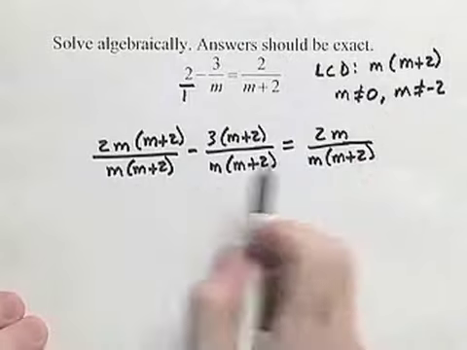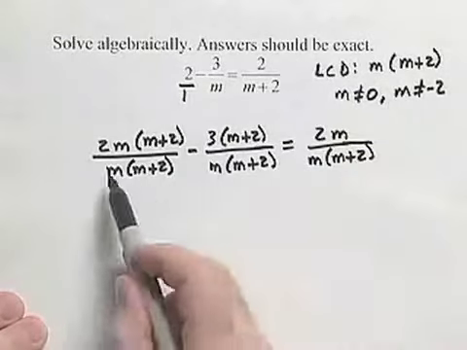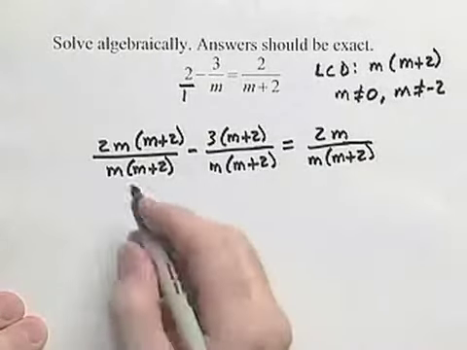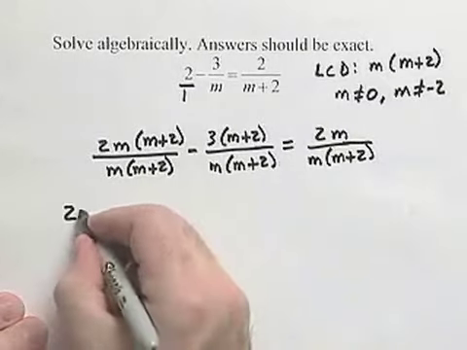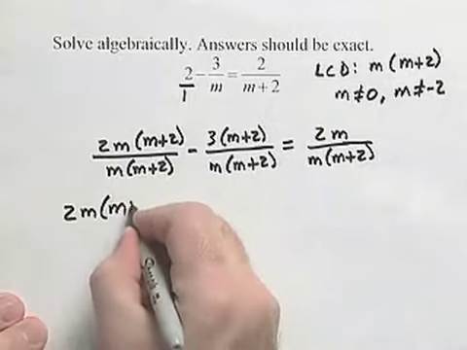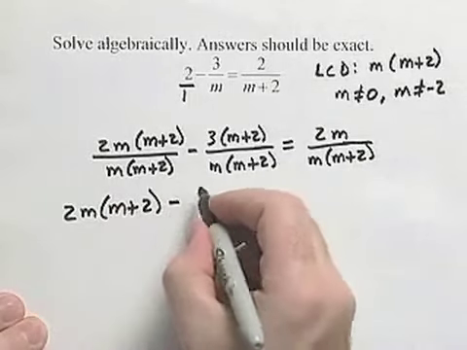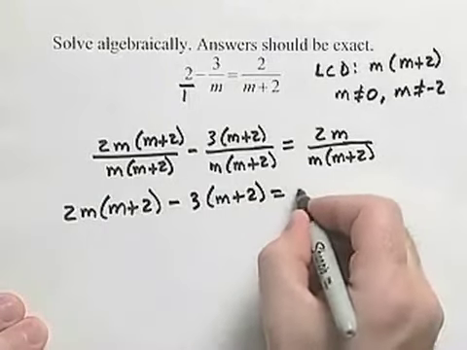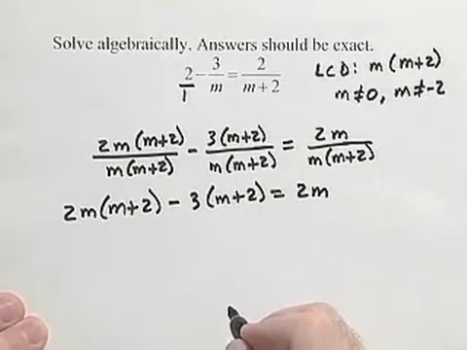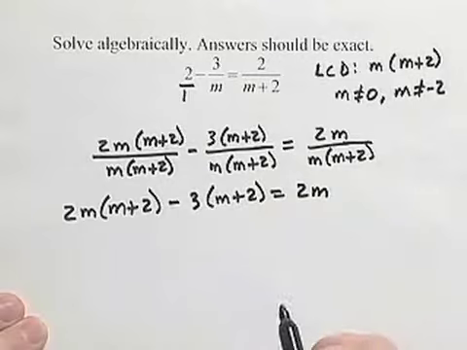Now, if we multiply both sides by the least common denominator, each of these denominators is going to cancel, and we're just going to be left with our numerators. And so we're going to rewrite those. So we'll have 2m times m plus 2 minus 3 times m plus 2. That's going to equal 2m. Remember, we have our restricted values here.